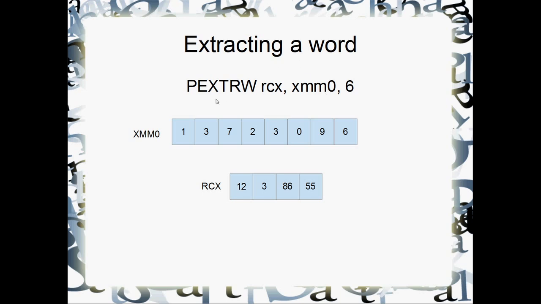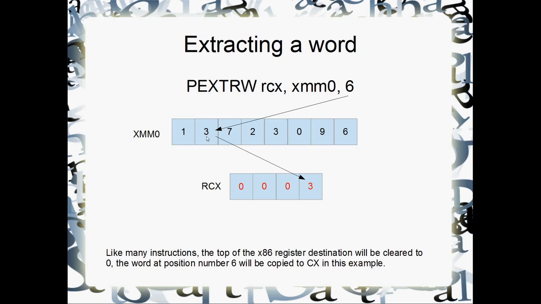Okay, finally, I think this is the last one. Extracting a word. This is going to extract word number 6, or the word at element number 6 of XMM0, granted that XMM0 is apparently holding words. It's going to extract that 6th word and store it in RCX. So that's a 3 just there, I think. What's that? 0, 1, 2, 3, 4, 5, 6. Yeah, it's a 3 just there.